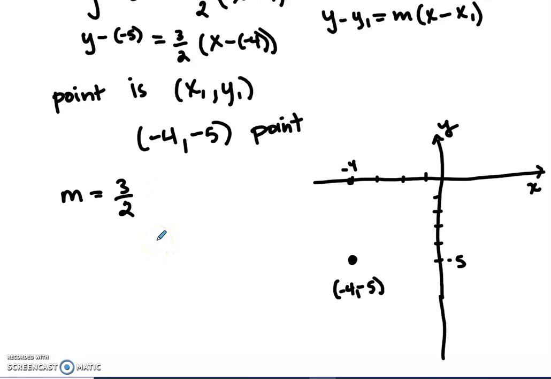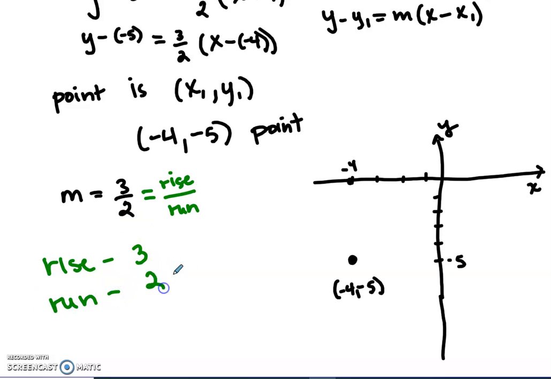Now I need a second point, but I don't know a second point. But I do know the slope. And if we remember, the slope is rise over run. So our rise here is going to be 3, and our run is going to be 2. So we're going to start at our point we know, and we're going to rise 3. So that's 1, 2, 3, and we're going to run 2. So here is the second point on my line.